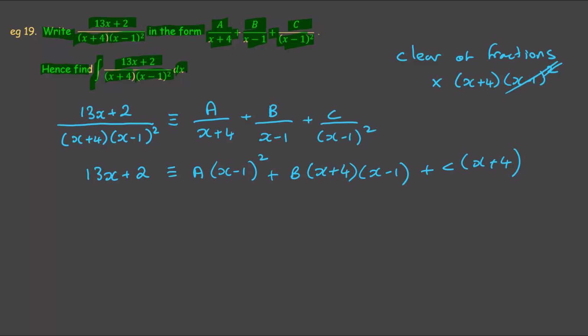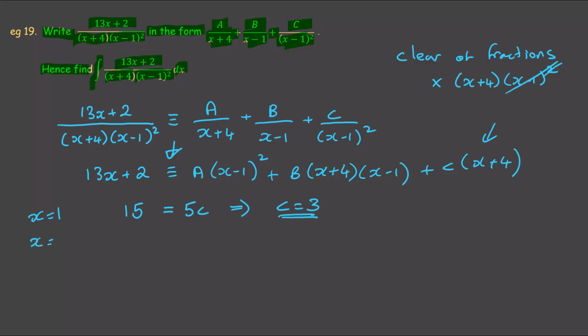Now, if I choose x to be equal to 1, the whole point of an identity is it should work for any value of x. So x equals 1, then the left-hand side becomes 13 plus 2, which is 15. This is now an equals because it's for a specific value of x. And this term would be 0, and this term would be 0 because of the 1 minus 1 that we would get. And over here, we'd get 1 plus 4, which is 5, 5c. And that tells us that c is equal to 3.